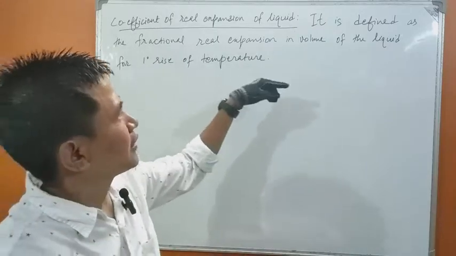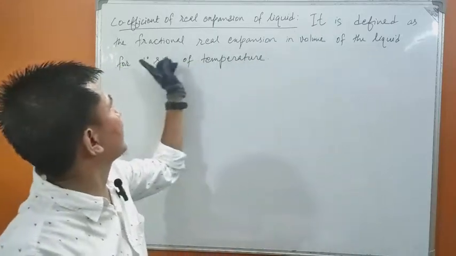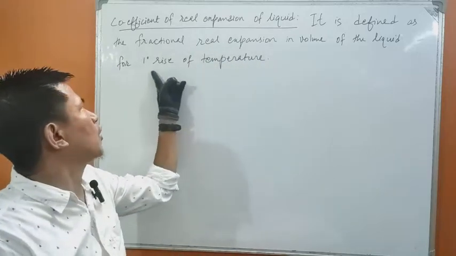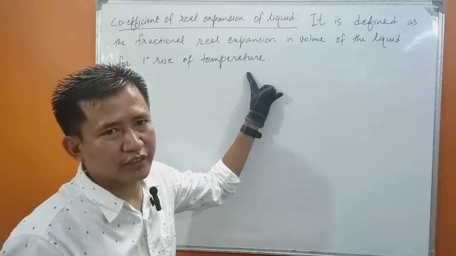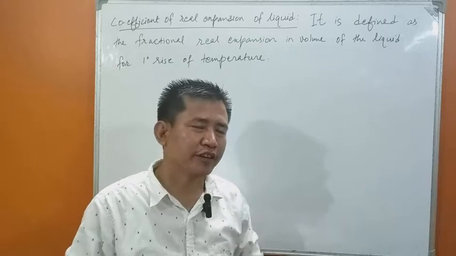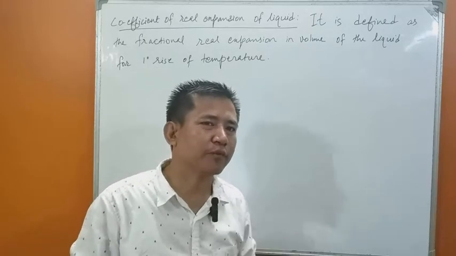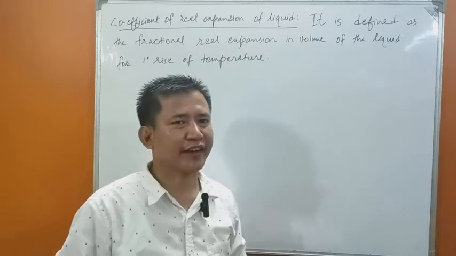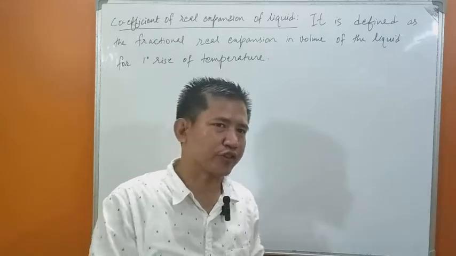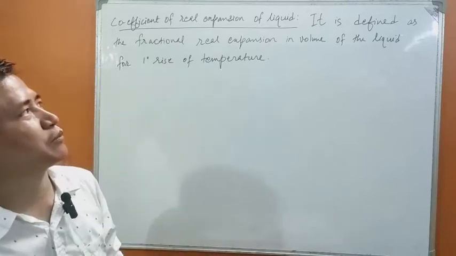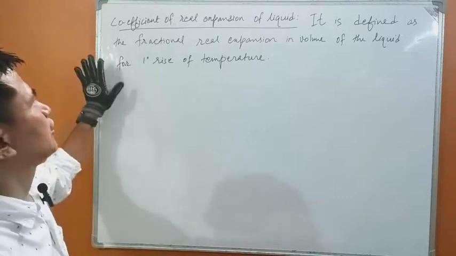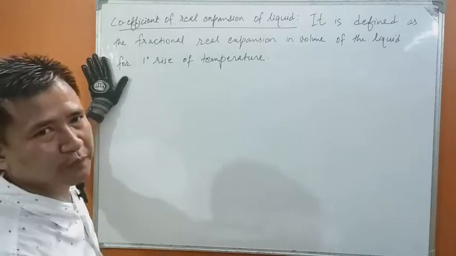Okay, let us read the definition. It is defined as the fractional real expansion in volume of the liquid for 1 degree rise of temperature. For every 1 degree rise in temperature, the fractional increase in real volume of the liquid. Fractional increase means increased volume divided by original volume. Please take the screenshot of this definition. I am going to erase this and deduce the coefficient of real expansion of liquid.